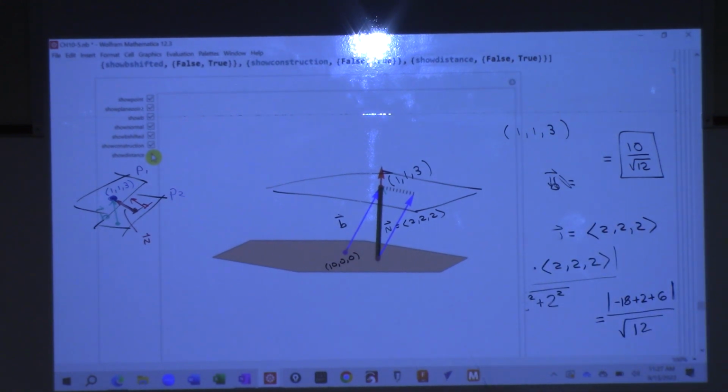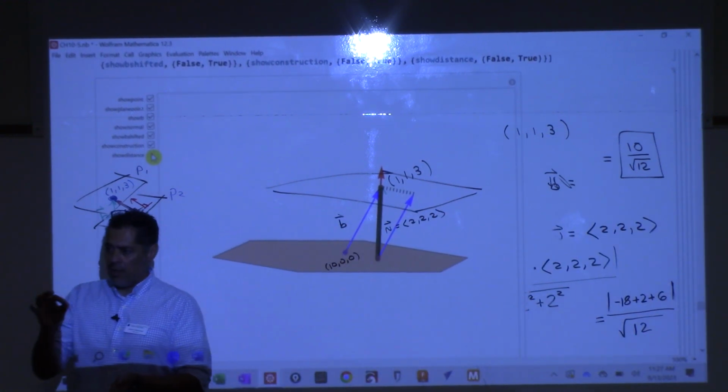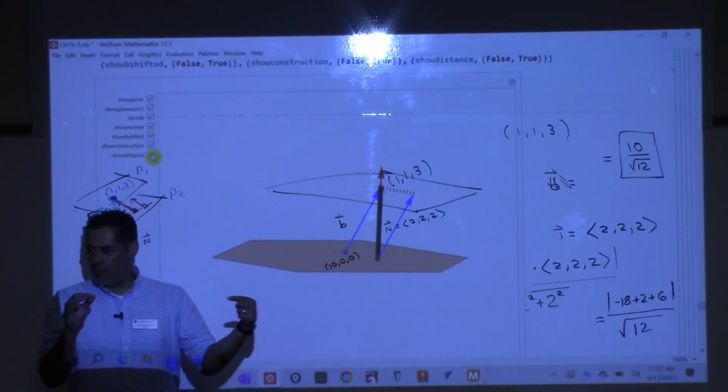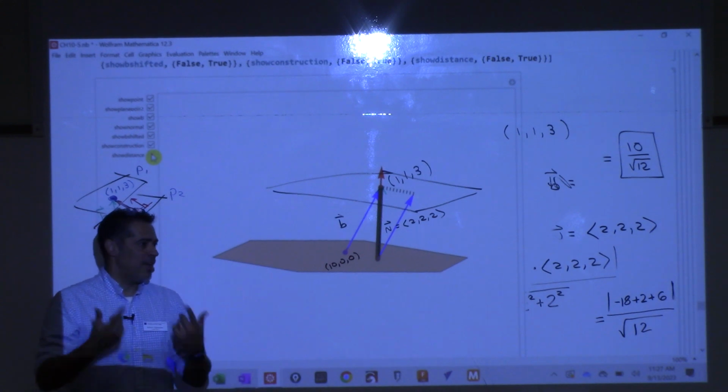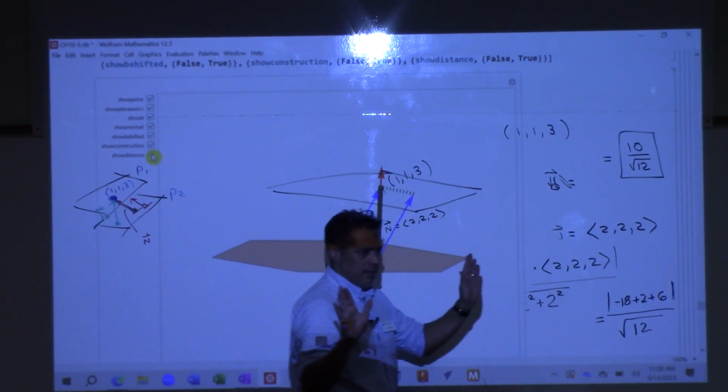Okay, so to recap, if you're trying to find the shortest distance between two parallel planes, you pick a point on one of the planes, you pick a point on the other one, and you create a vector going from one to the other. You take that vector and you project it onto the normal vector, find that length, and you're done.